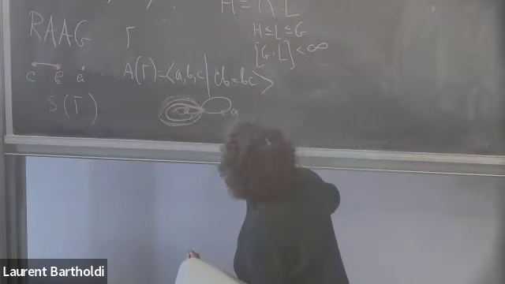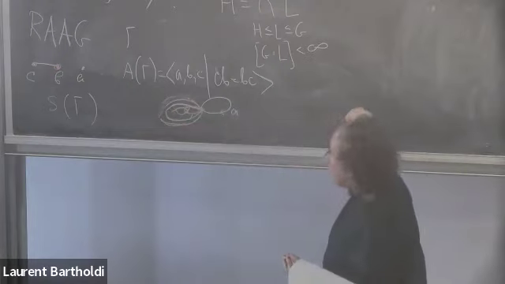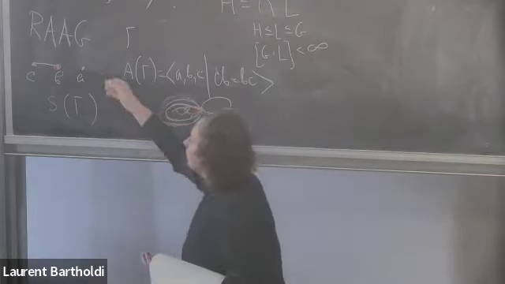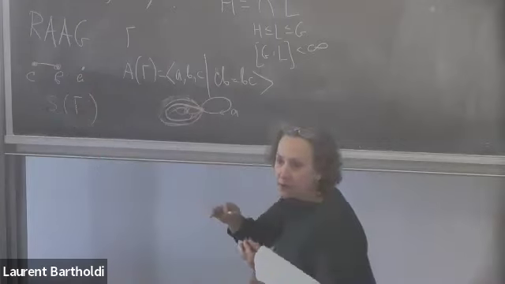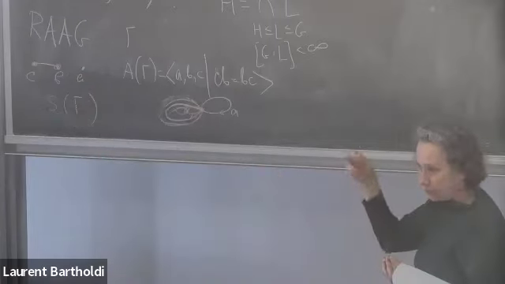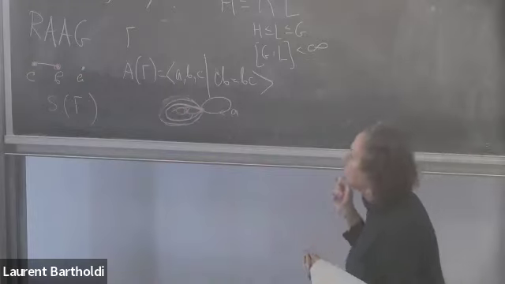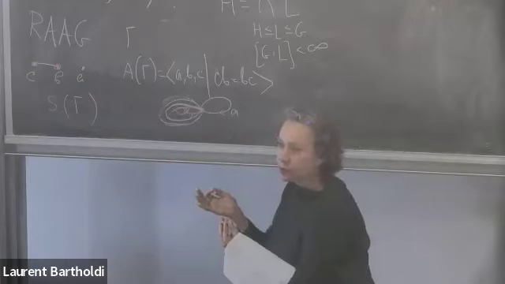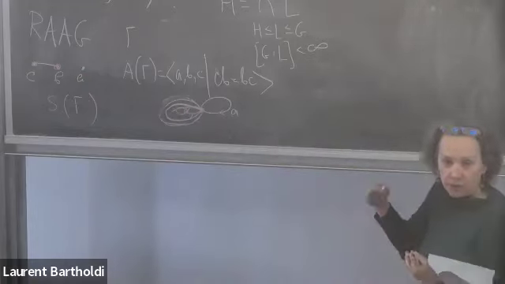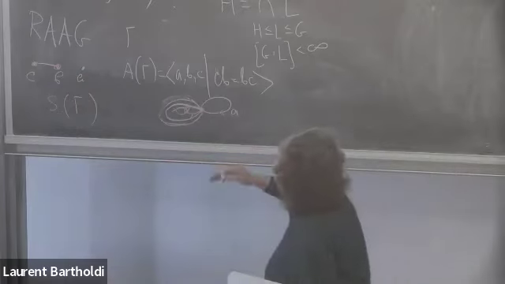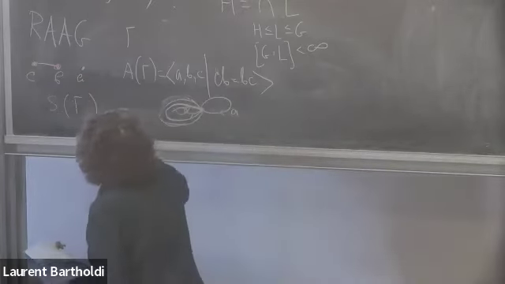So for every right-angled Artin group, we can draw loops corresponding to generators and then put squares everywhere for commuting generators. And then if we have the boundary of a cube, we add a cube, and so on. So this is a Salvetti complex.